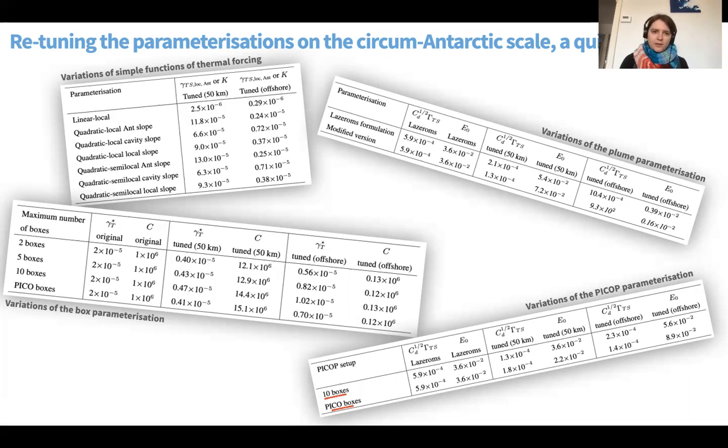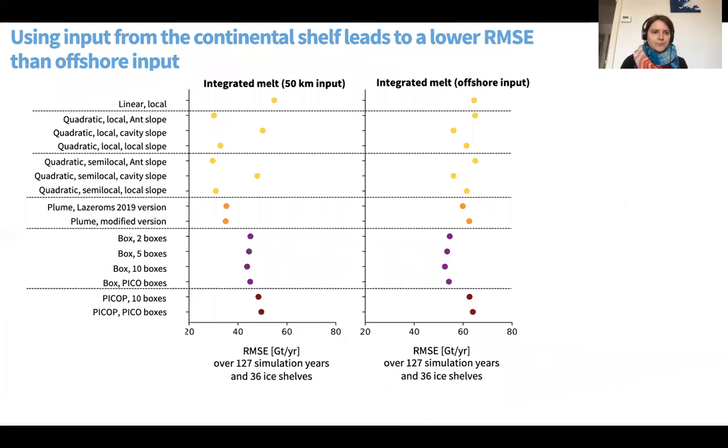So now we retune the parameterizations, and in the next step, we really assess the performance.